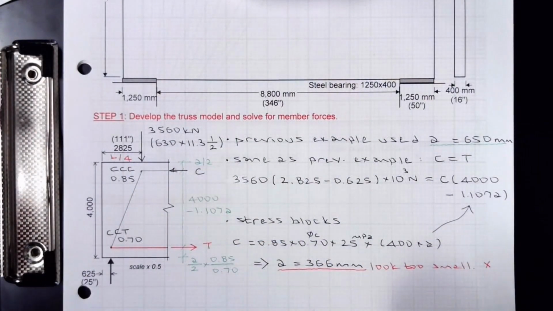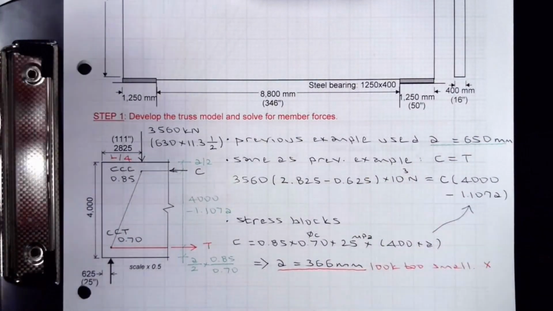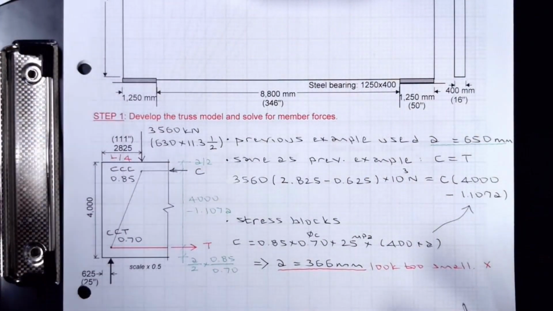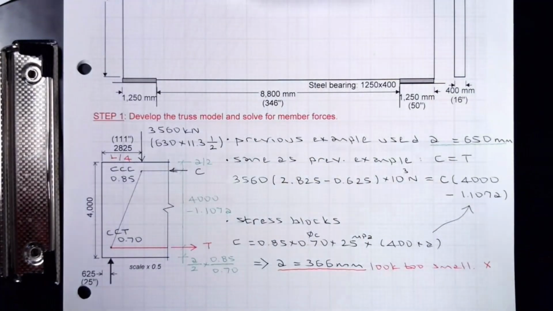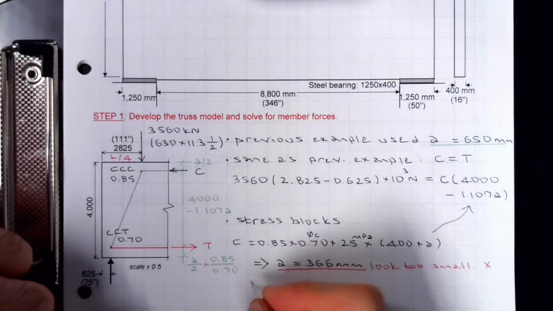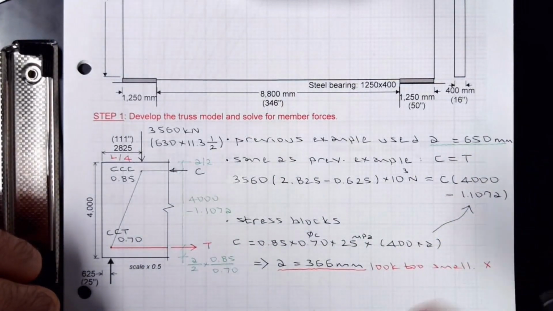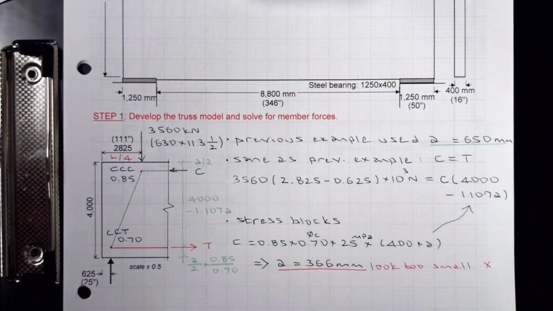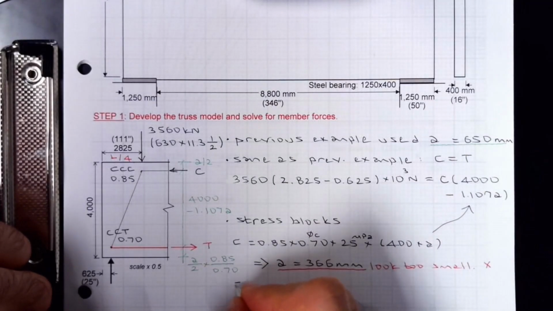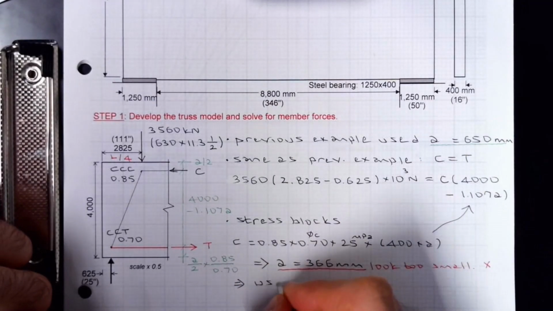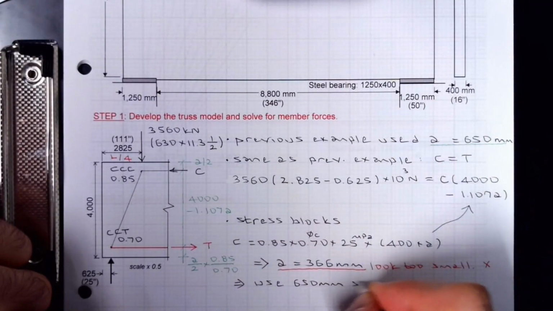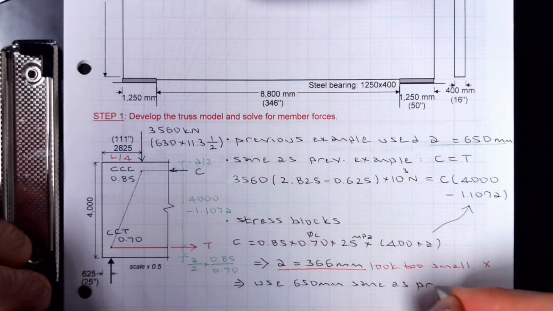You don't have to use what you get at this stage. If the numbers do not make much sense, you don't have to use it. So I'm going to be using again 650, and I'm going to see whether I have tons of reserve, which I don't think so. I would expect the same design as the previous example. So I'm going to be using 650 millimeters to get started, same as previous example, and we'll see.